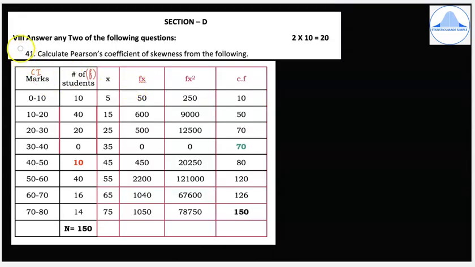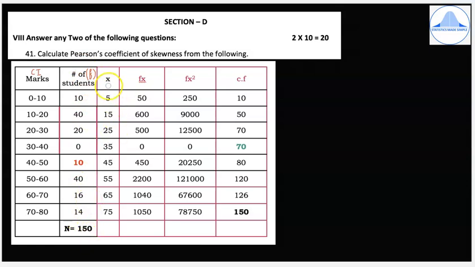Section D, 8th mark, answer any two of the following questions, 2 into 10 is equal to 20. So 41st question, calculate Pearson's coefficient of skewness from the following data. They have given us marks in the form of class intervals, and they have also given us the number of students. The first step is to mark marks as class interval and number of students as f. Add up all the frequencies, you get capital N is equal to 150.